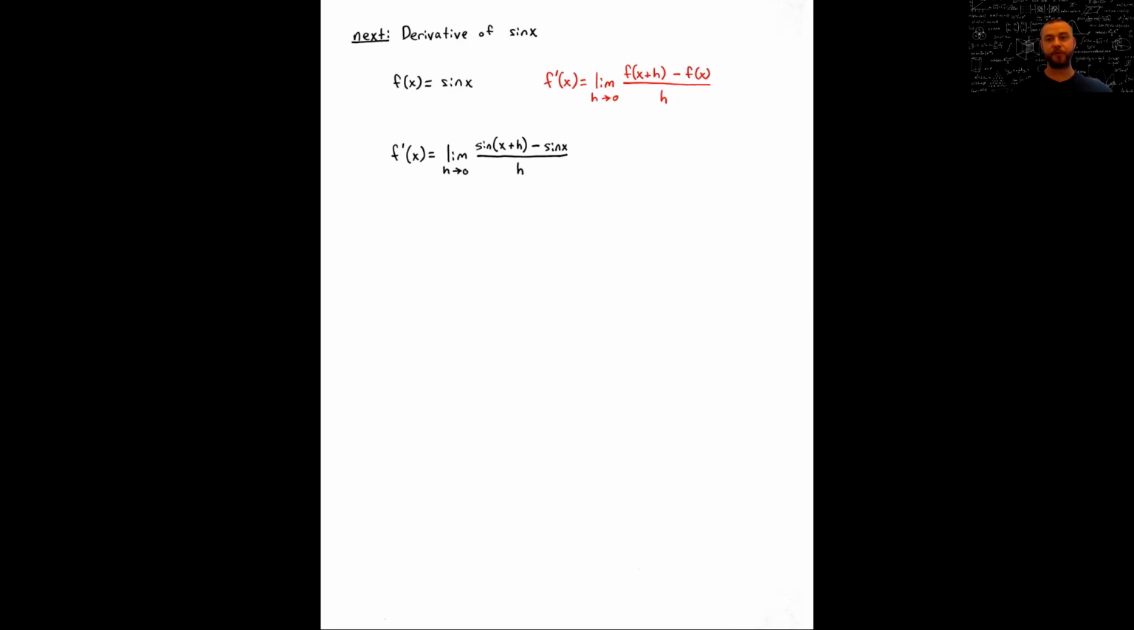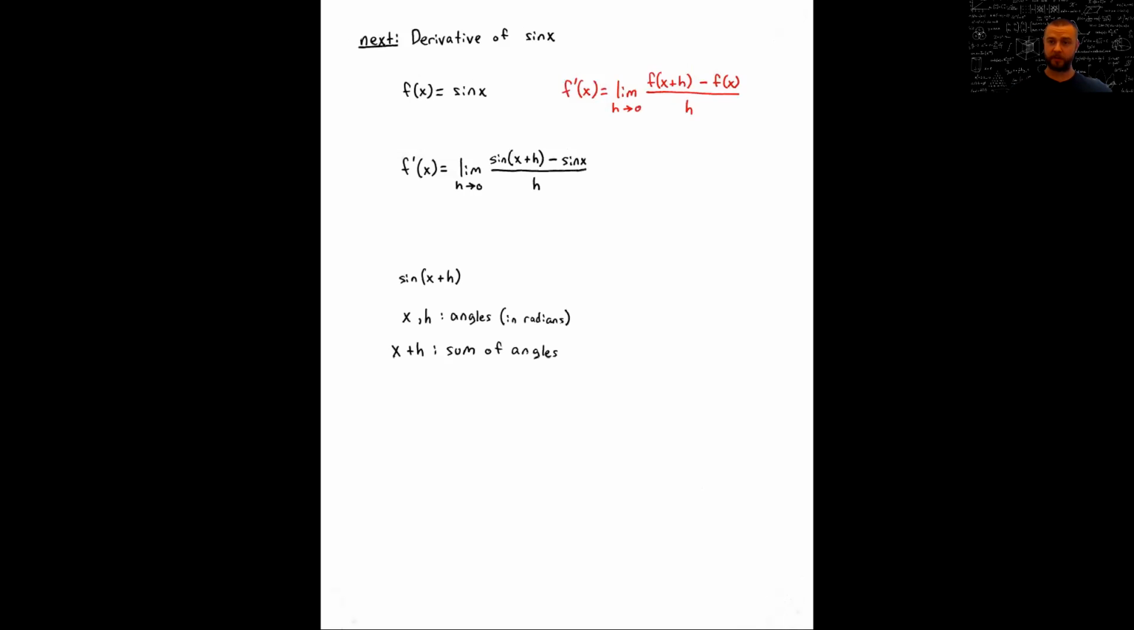All right, now as it turns out, there's really no obvious way to simplify sine of x plus h. Well, let's keep in mind here, our input quantities to the trig functions are angles, and they are angles measured in radians. So x will be an angle in radians, h will be an angle in radians, x plus h is what we would call a sum of angles. Now what I'm trying to do is slowly give you a hint.